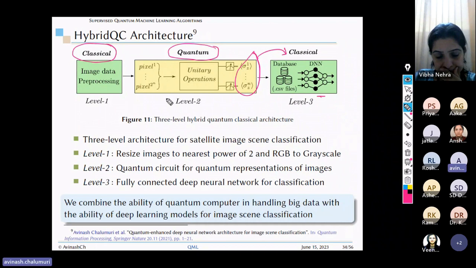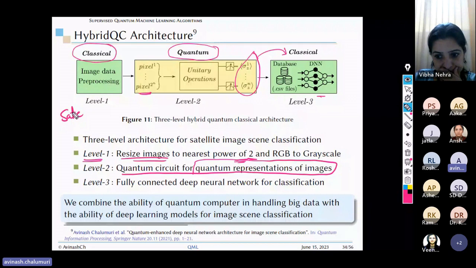Of course, the implementation and processing are a little complex. At level 1, we resize the images to the nearest power of 2, as we used amplitude embedding. This is the basic step we need to do. Coming to level 2, the quantum circuit for quantum representation of images. By the way, this is specifically done for satellite images, as I did my PhD at ISRO, where I worked on satellite images.